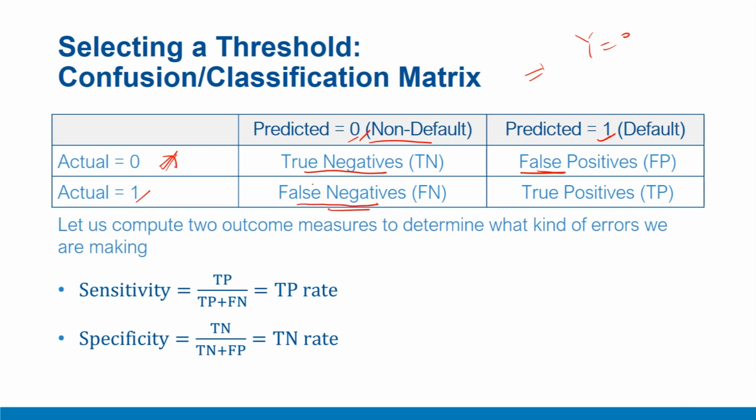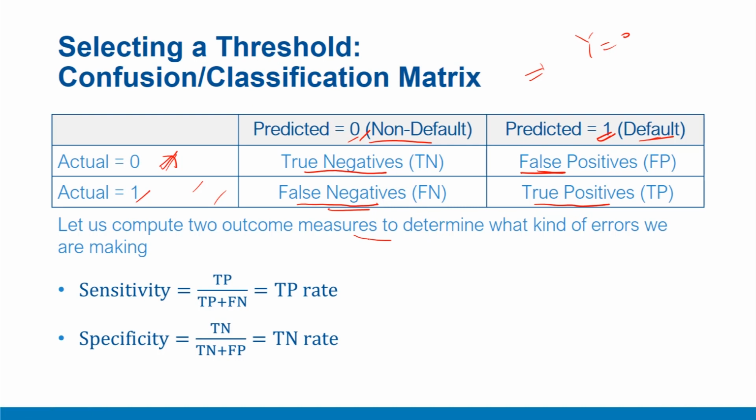And conversely, those that are actually ones and also predicted as ones, that means defaulters correctly predicted as defaulters, are considered true positives. Now, this matrix is often referred to as the classification matrix or confusion matrix, and various efficiency or accuracy measures to understand the accuracy of a classification algorithm like the logit model are derived from this matrix.